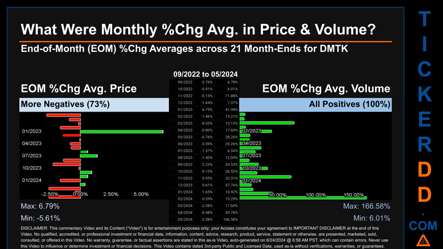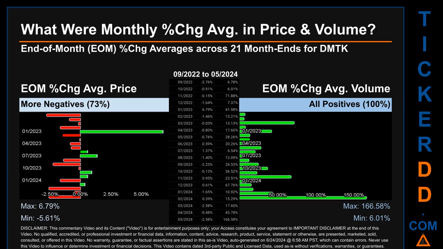From 09/2022 to 05/2024, out of 21 month ends, 16 had a negative percentage change in average price. Meaning 73% of month ends saw a negative percentage change in average price. In terms of volume, 22 out of 21 month ends had a positive percentage change. That is 100% of month ends saw a positive percentage change in average volume.